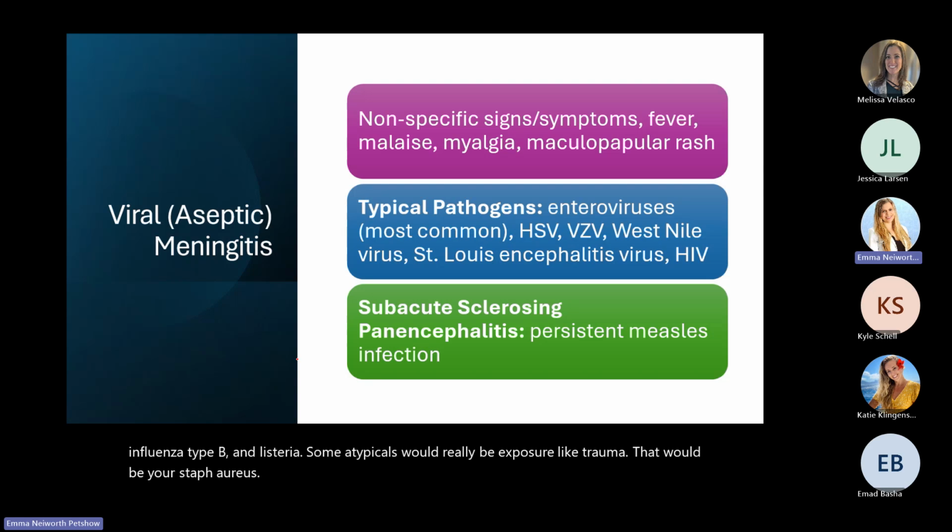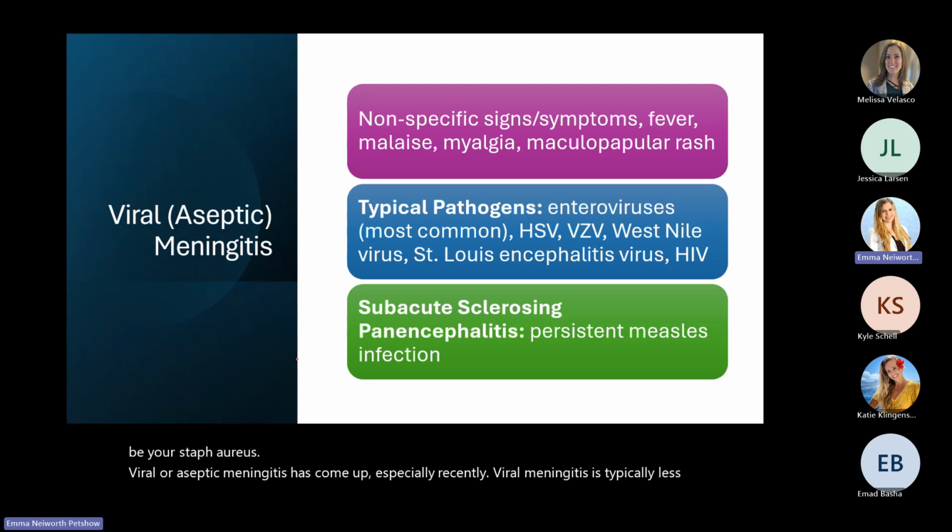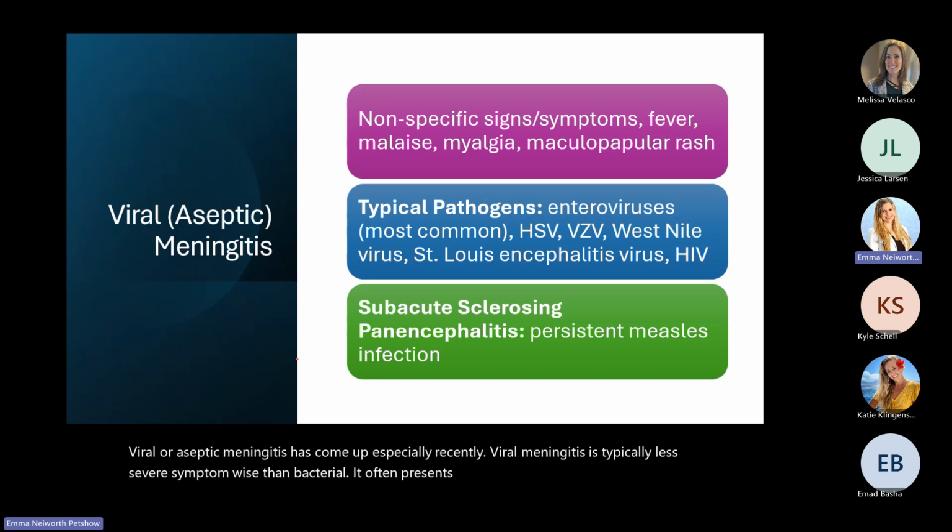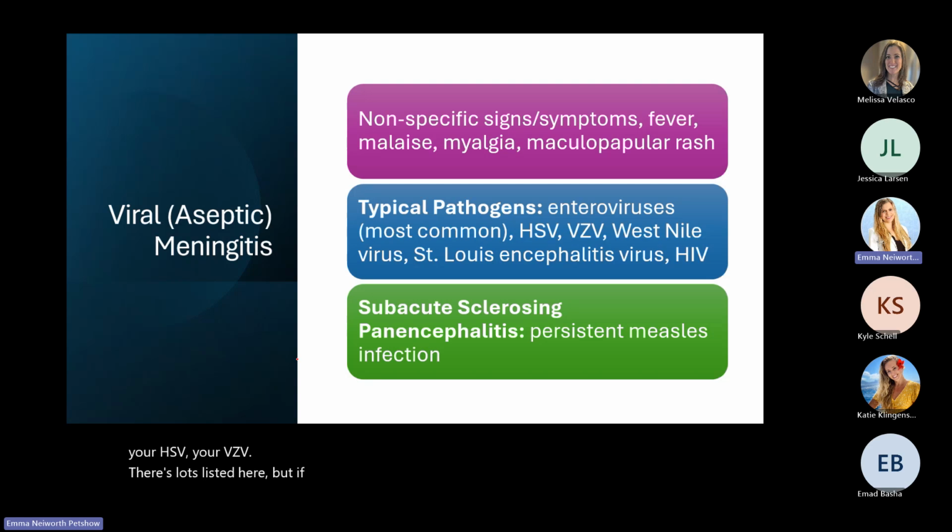Viral or aseptic meningitis has come up, especially recently. Viral meningitis is typically less severe symptom-wise than bacterial. It often presents with more generalized viral symptoms like malaise, myalgia, sometimes a maculopapular rash. Most common cause is an enterovirus, especially in the summer or the fall. Then you can think of others like HSV or VZV. There's lots listed here, but if you're going for most common, think enterovirus. That would be your most common cause of viral or aseptic meningitis.